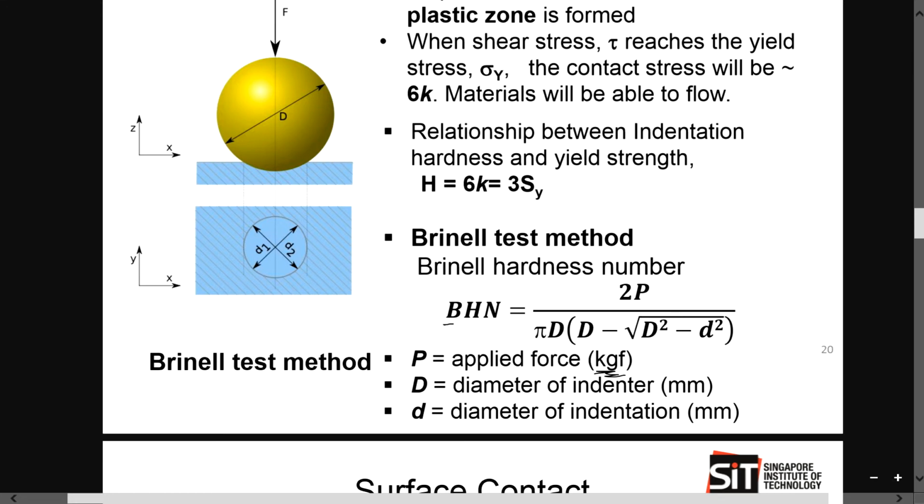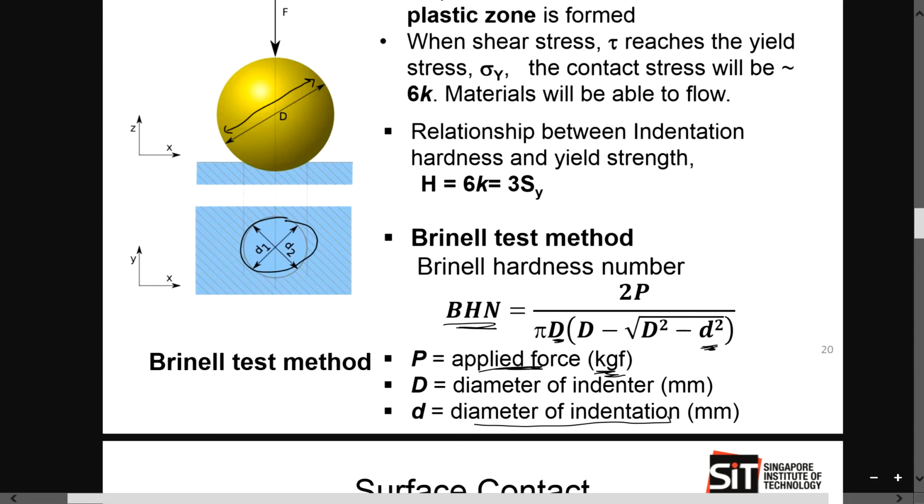The equation for calculating BHN, the Brinell hardness number, is the applied force divided by the diameter of the ball, and also the diameter of the indentation, the impression diameter. So yeah, I think you get what I mean already. After looking at this, I think this is more legit.